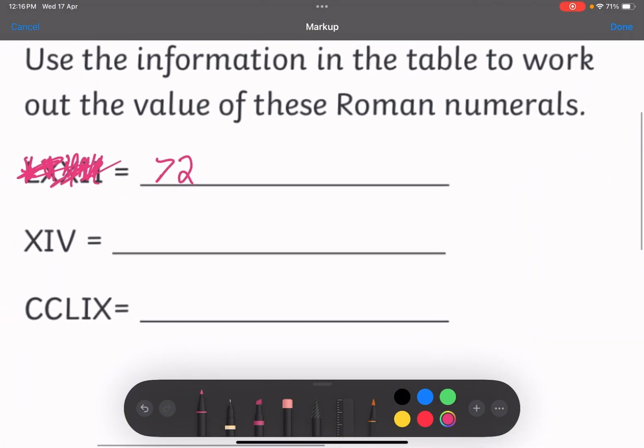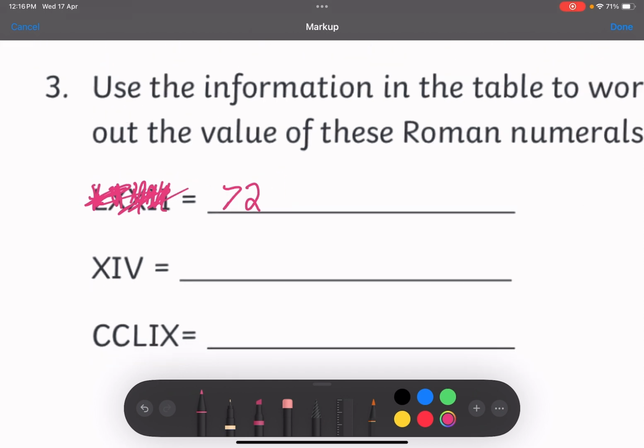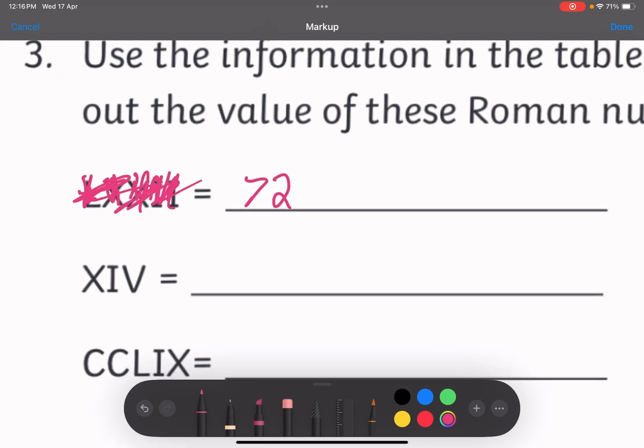Okay, now let's try it again. What does X equal? Great job if you said 10. What does I equal? Great job if you said 1. Then V, 5. X is 10. 10 plus 1 is 11. Then 11 plus 5, which is 16. So we got an answer for this one.